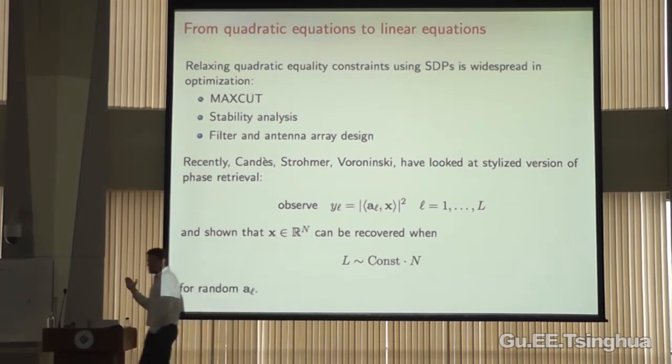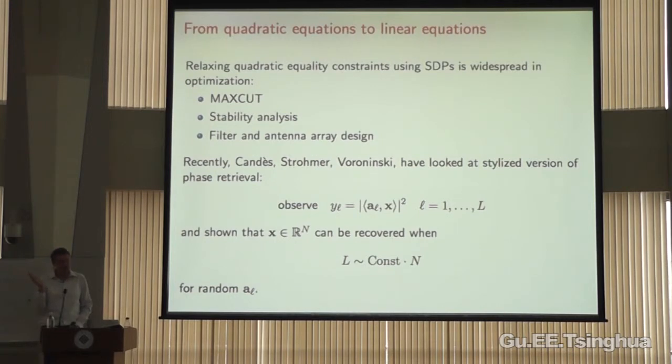So doing things like network flow analysis or stability analysis or filter or antenna array design, relaxing quadratic equality constraints into SDPs, this was kind of a known trick, right? We just didn't have this aspect of knowing when low rank recovery works and guaranteeing solutions of it.